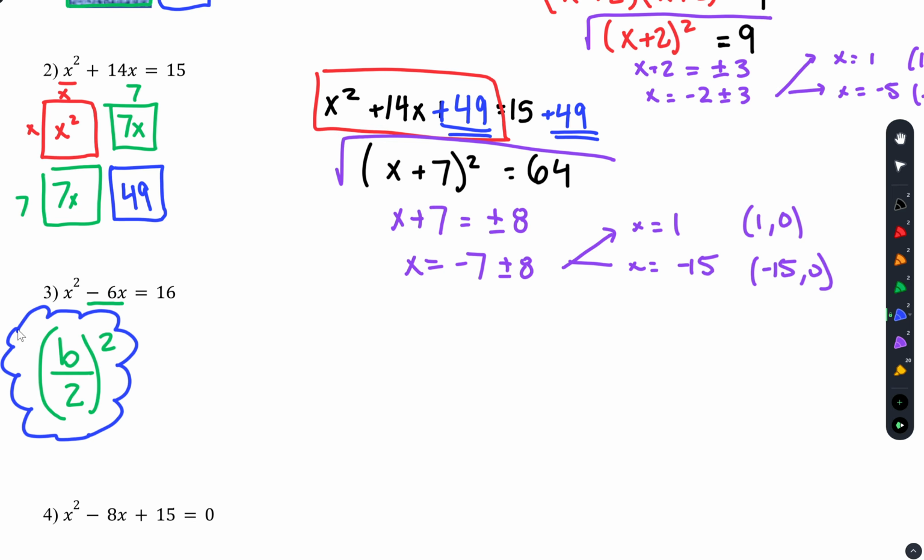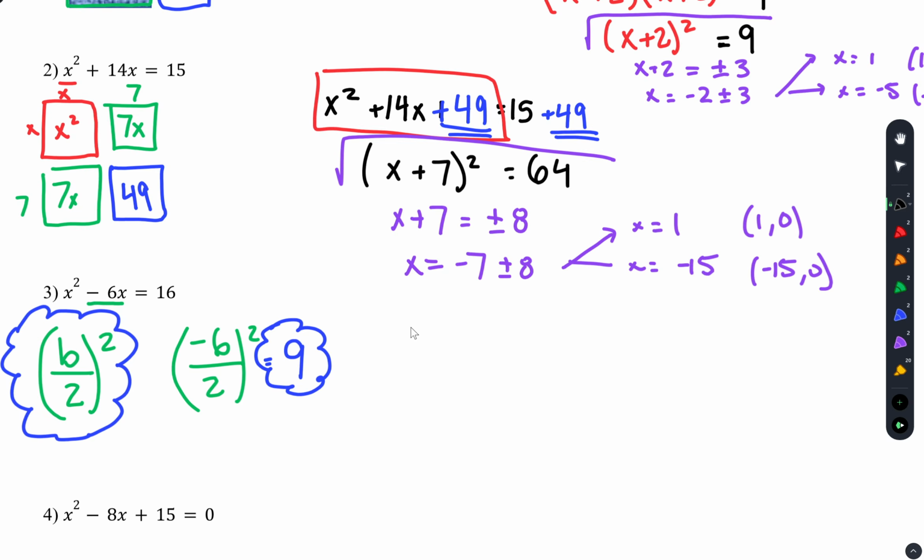So in this example, x squared minus 6x equals 16. I'm going to take that negative 6, divide it by 2, and then square it. The magic number that I get, negative 6 divided by 2 is negative 3. Negative 3 squared is 9. 9 is the magic number that completes my square. Does that make a little bit more sense than the boxes?